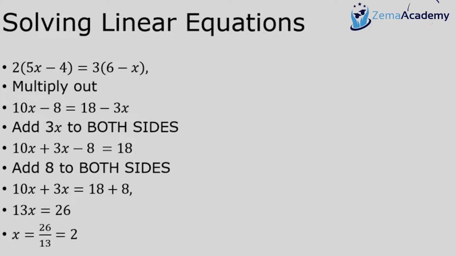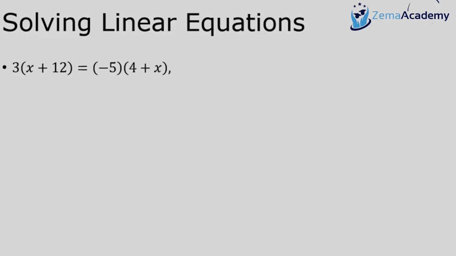So that means that x equals 26 divided by 13, which equals 2. One more example. 3(x + 12) = -5(4 + x). Again, we're going to multiply those out.